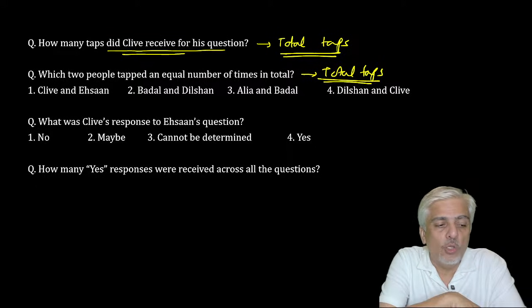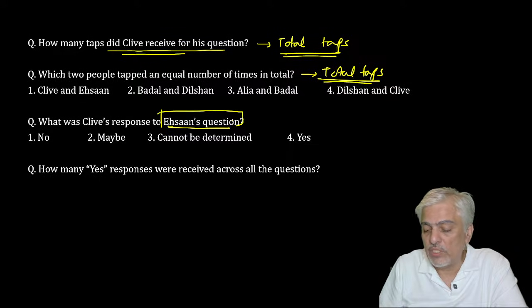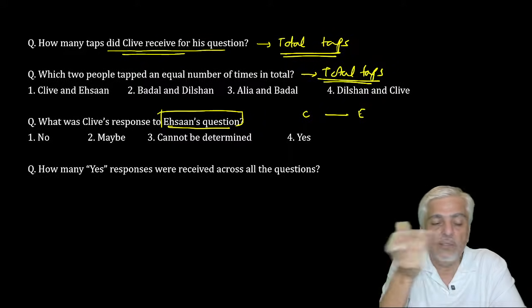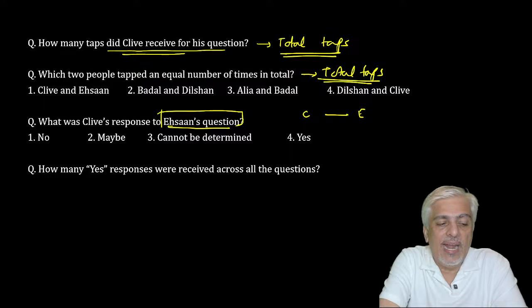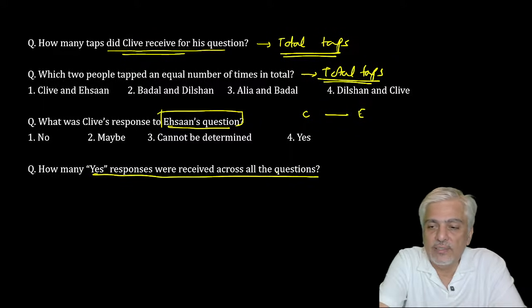And then there are two more questions which are slightly different. What was Clive's response to Ehsan's question? That is a very peculiar question. That means Clive, when he was answering Ehsan's question, what did he say? Did he say yes, no, or maybe, whatever? And in total, how many yes responses were there across all the questions?